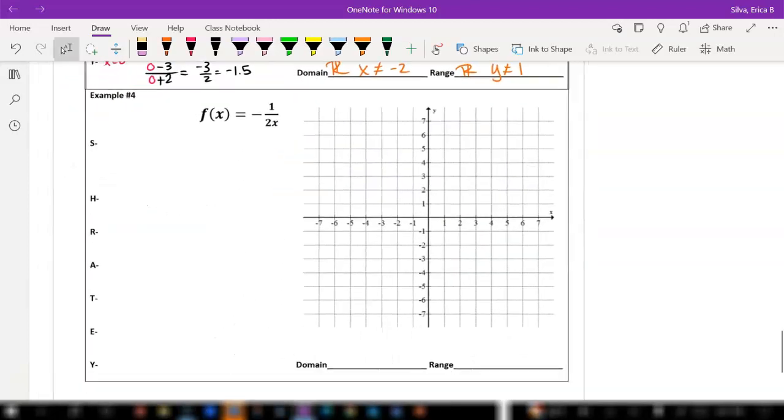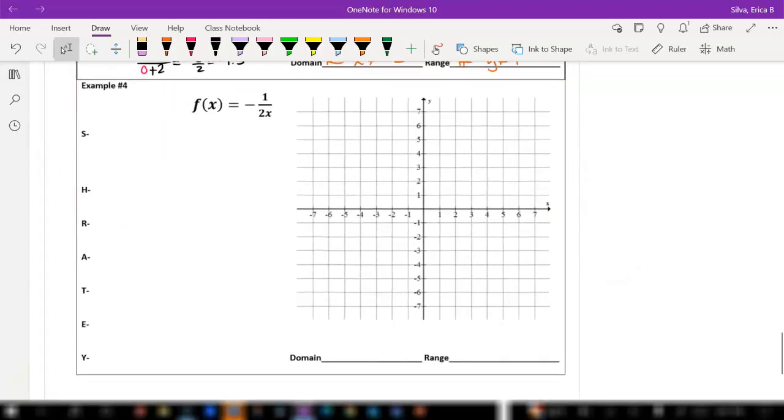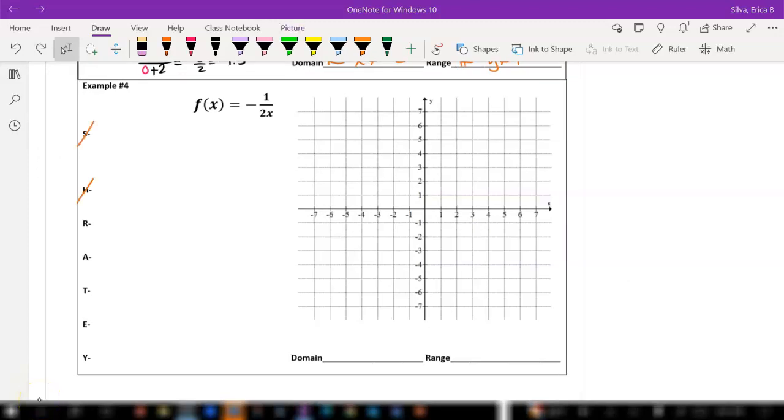All right, and then we're going to go ahead and do example number 4. Go ahead and do it on your own and see if you can get it. Make sure you hit pause and come back when you're done. All right, so hopefully you are done. Let's go ahead and go over it.